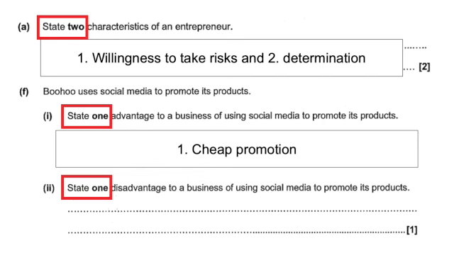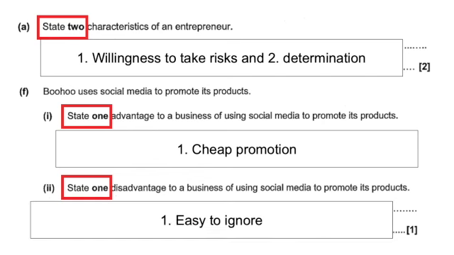State 1 disadvantage to a business of using social media to promote its products. It's easy to ignore. Again, I don't need to give reasoning. It's only asking me to state. Just write it straight away, get to the point, and then move on.